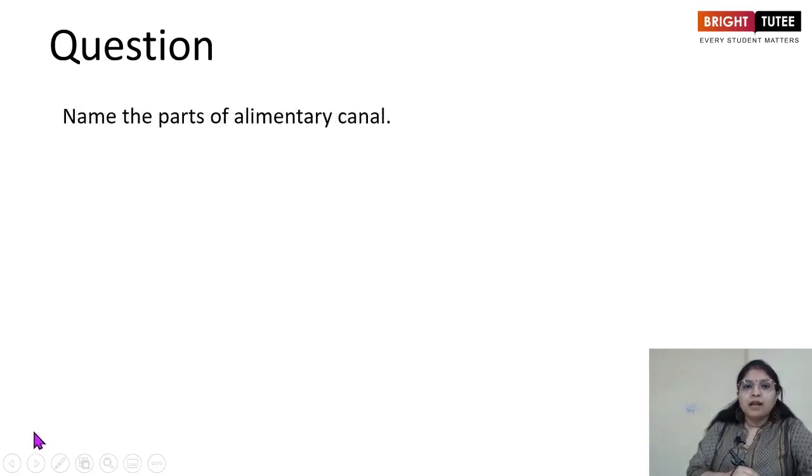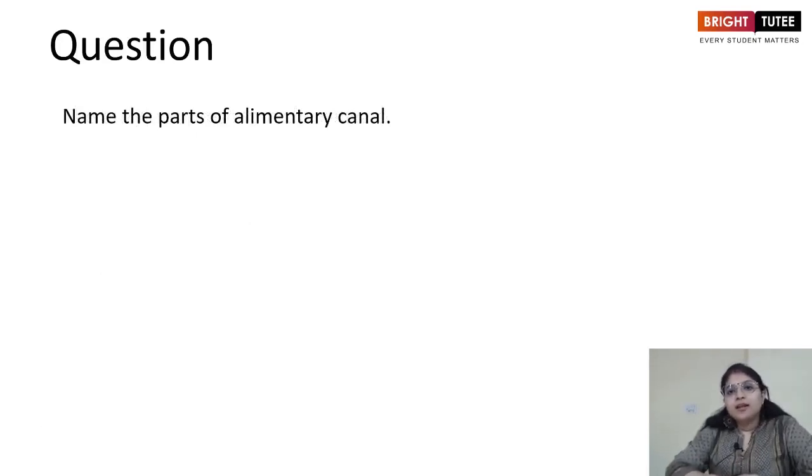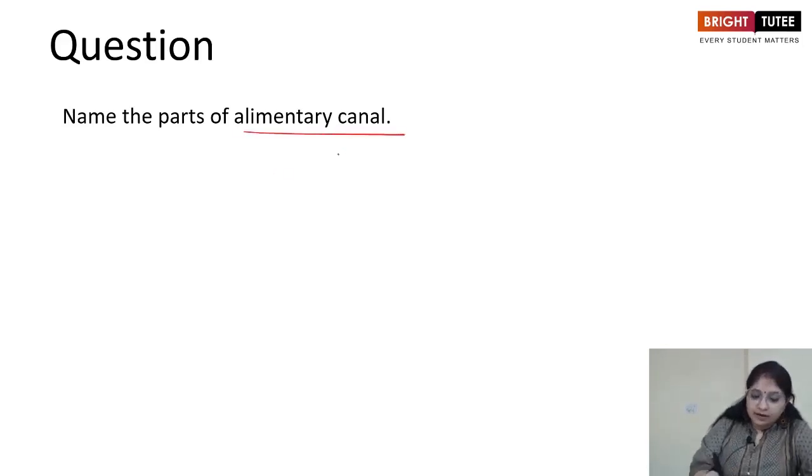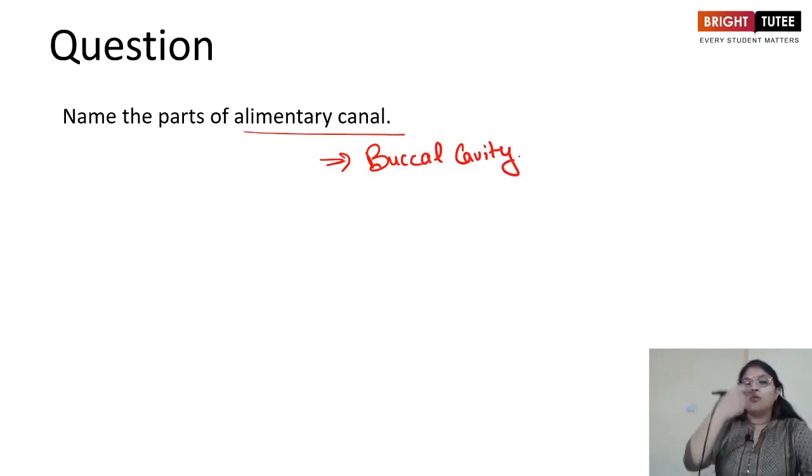Name the parts of alimentary canal. So, as we saw, the alimentary canal is a continuous, you can say, pipe-like structure wherein the different parts of the alimentary canal have modifications. So, when we are talking about the parts of alimentary canal, it starts with the buccal cavity. It's very easy to remember, students. You just have to go from the upper part of your body towards the lower part.